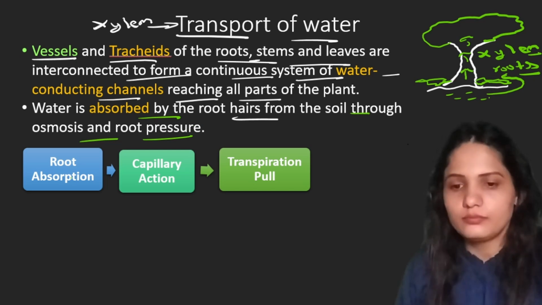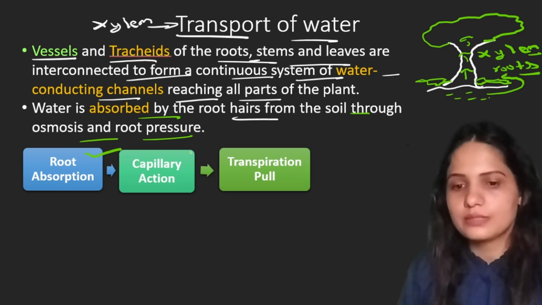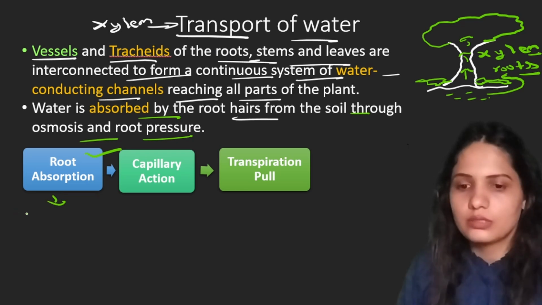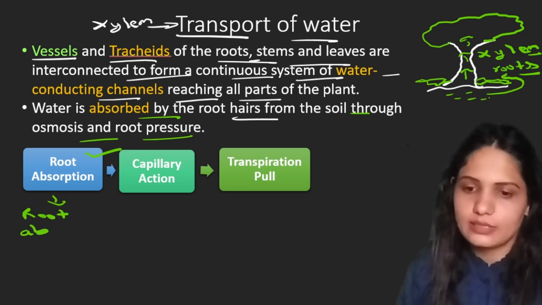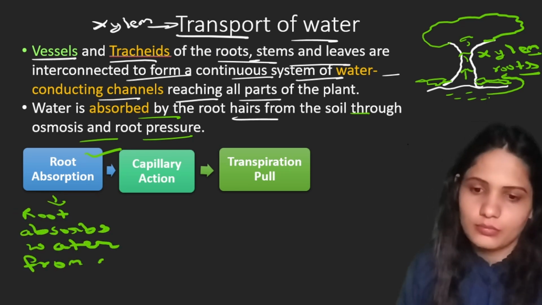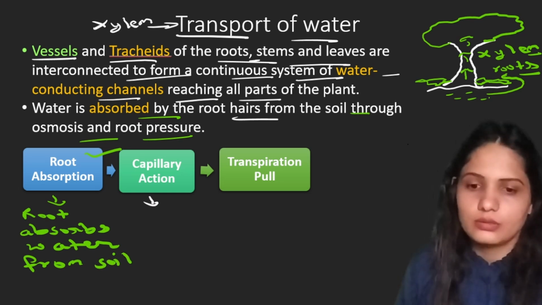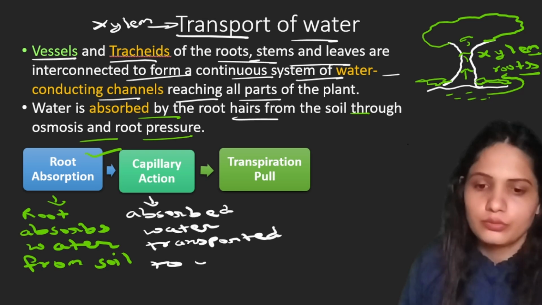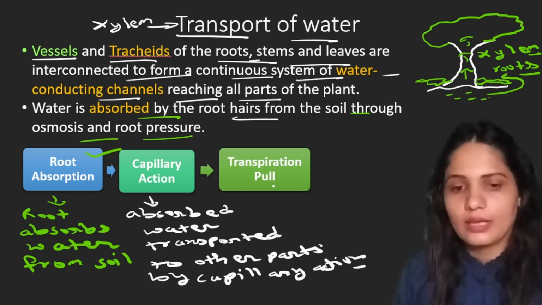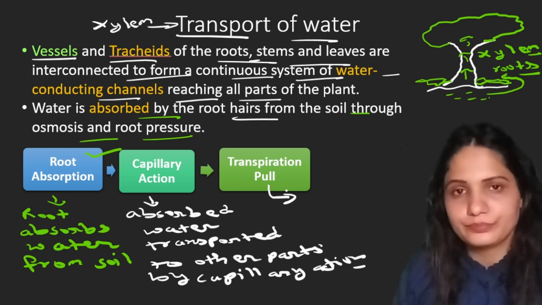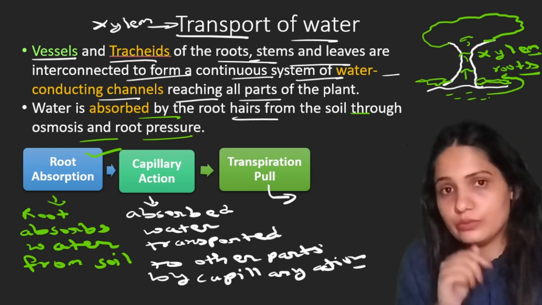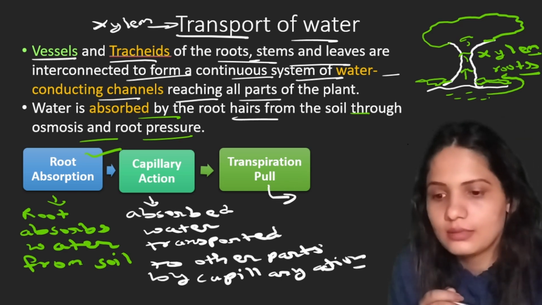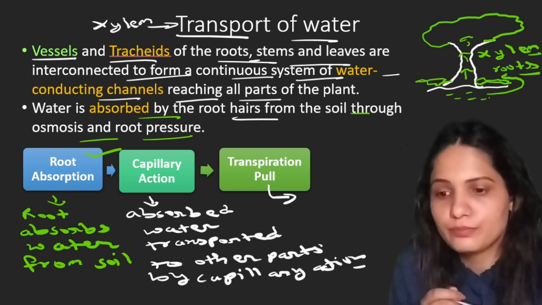Now, if we see the process of transport, we have here root absorption. The root of the plant absorbs water from the soil. Then this absorbed water is transported to other parts by capillaries. Then we have this transpiration pull. Now, what is this transpiration pull? This we will discuss in our next slide. The transpiration pull. How does it work?